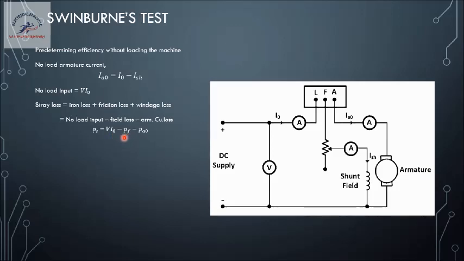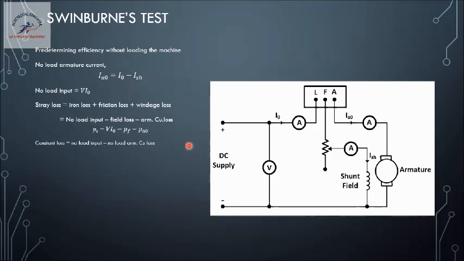Field copper loss, unless and until we are going for a field control method, remains constant for any load. So this is not called field loss at no load. Okay, so this is the value of stray loss. Now constant loss is given by no load input minus no load armature copper loss.